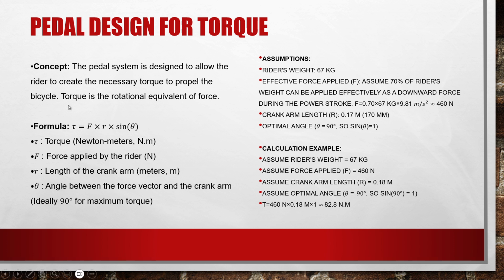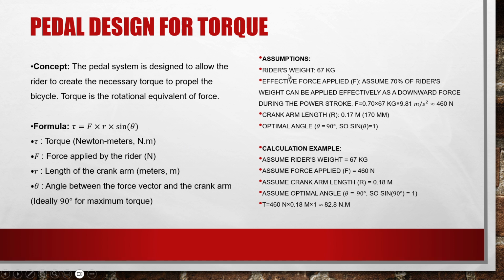Next, over here, I have designed a pedal for torque. The pedal system is designed to allow the rider to create the necessary torque to propel the bicycle. Torque is the rotational equivalent of force. The formula here is T equals F times R times sine theta. T is torque, F is force, R is the length of the crank arm, and theta is the angle between the force vector and the crank arm.